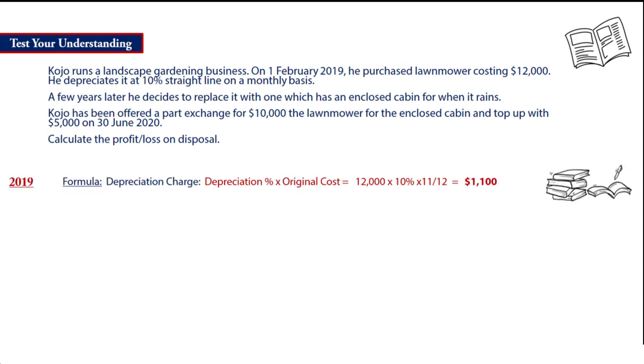So in 2019, there will be a depreciation for the old asset, which is the $12,000 times the 10% multiplied by 11/12 because it spent 11 months in the year. So it's going to give us $1,100.